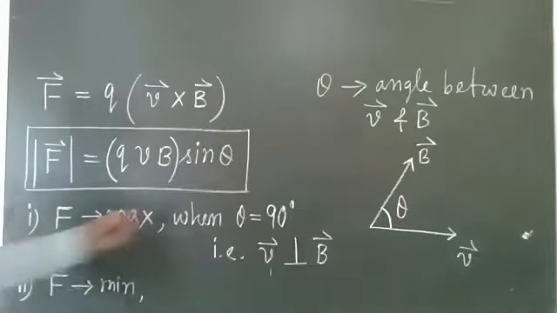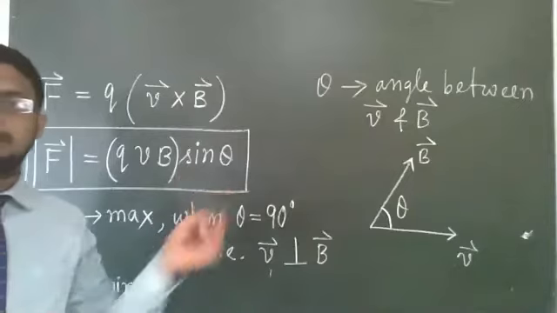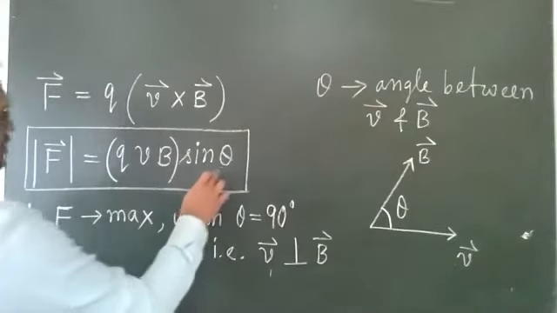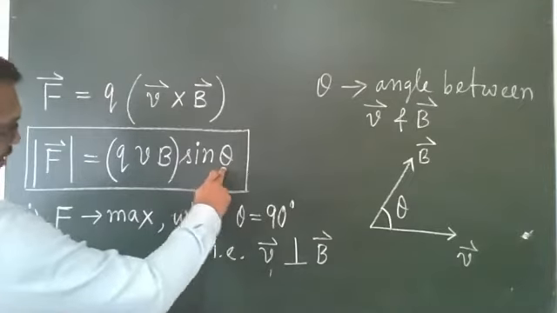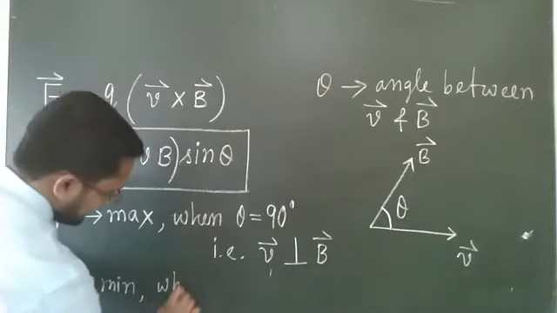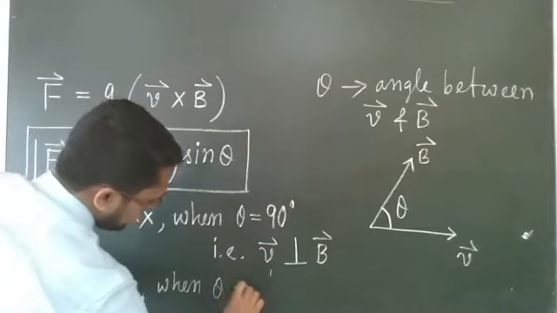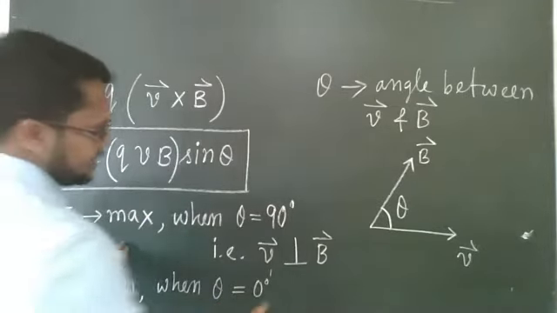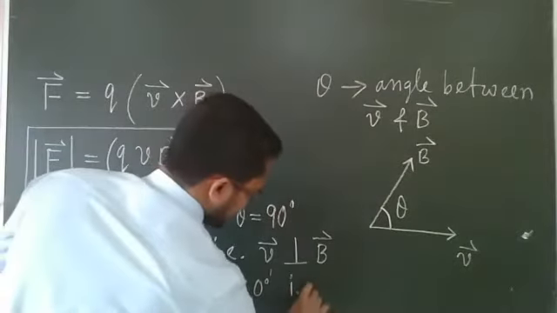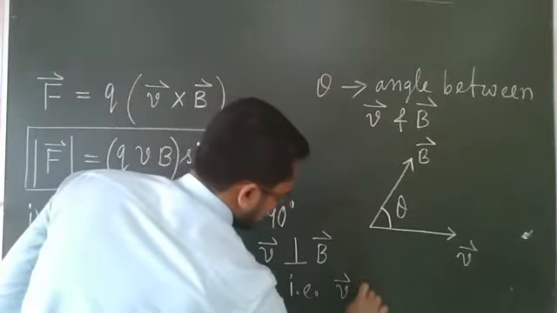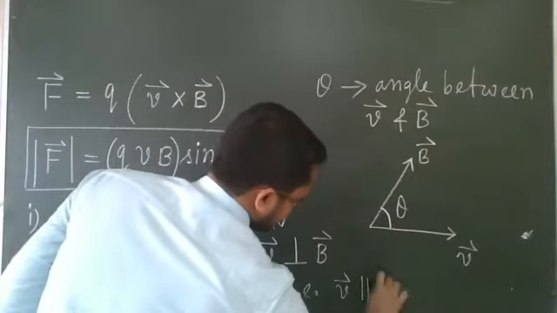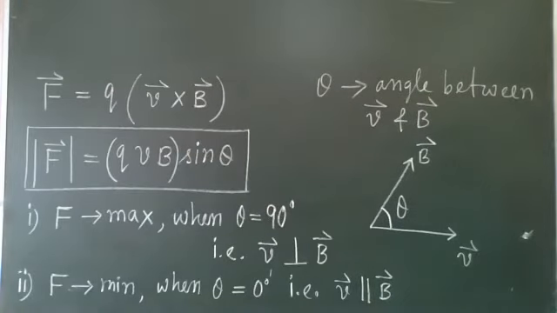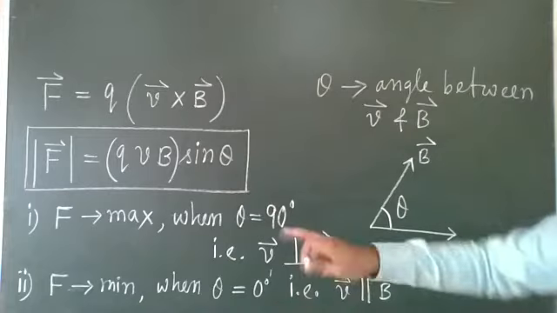Second point: when will the force be minimum? Again the same thing. The minimum value of sine theta is 0, and we get 0 when theta is 0 degrees. Theta is 0 degrees means that v is parallel to B. Then we will get F minimum.